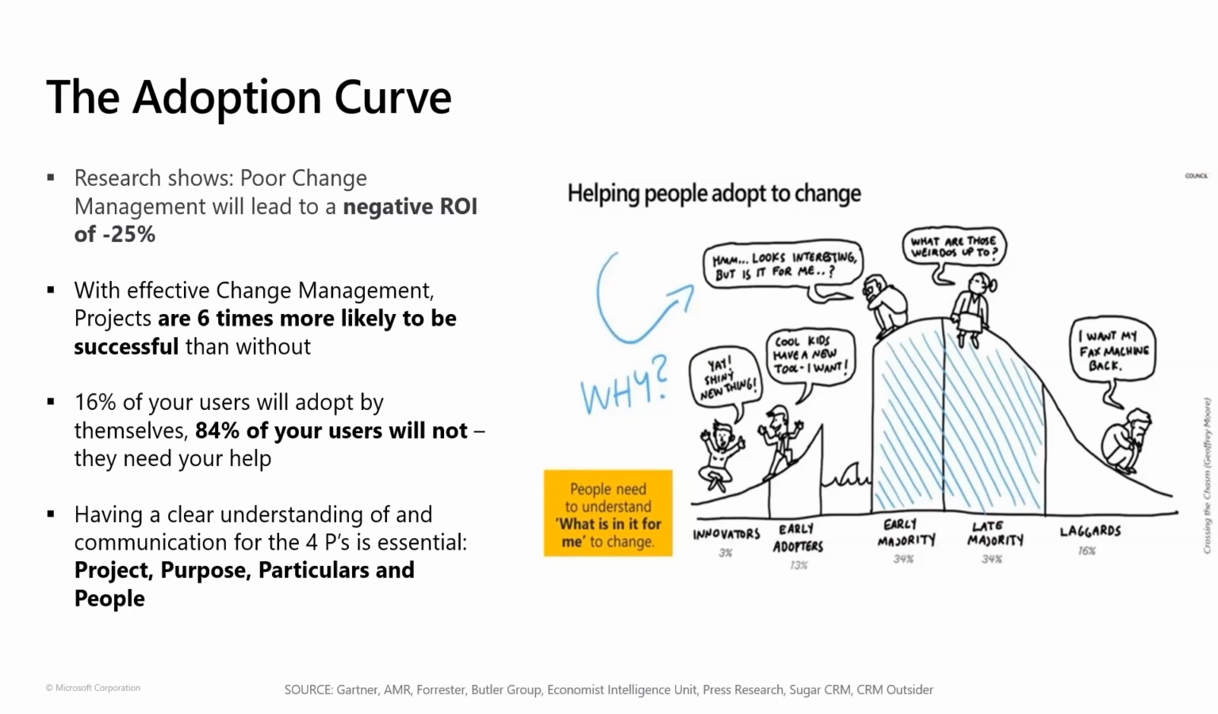So how do we prevent or remediate low adoption? When there's effective change management, projects are more likely to be successful, 6 times more likely to be successful, actually. So the tools that we'll walk through are great starting points to implement effective change management.